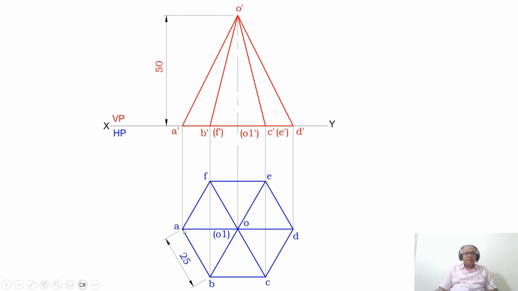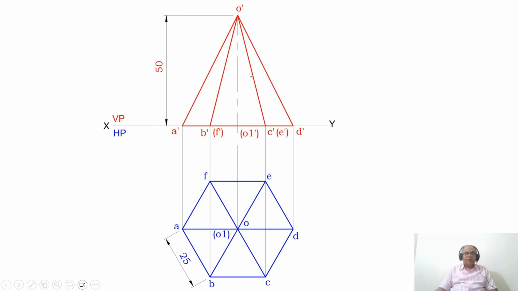Then draw a vertical projector from A to the XY line, and similarly from B and F to the XY line. From O you draw a vertical projector to the XY line and take it to the front side. Similarly from C and E to the XY line, and also from D to the XY line. As you look from the front view, I can see the height of the pyramid. The height of the pyramid is given as 50. The front view is seen in the vertical plane. From this point, you measure a length of 50 and mark this point. You mark this point as O dash and this point as O1 dash in bracket.